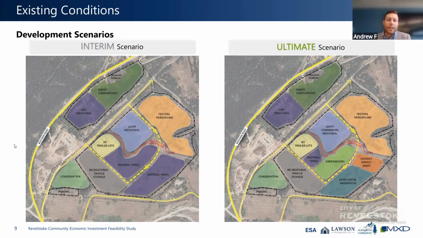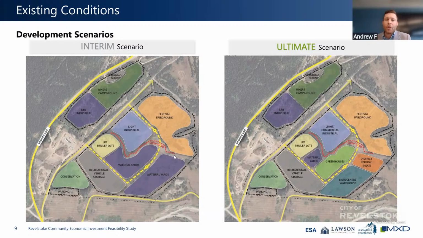And then on the southern benches, again, more dry industrial uses such as RV trailer lots, recreational vehicle storage, materials yards, especially for lumber and various other construction items, some light industrial space that would be in more structured buildings.